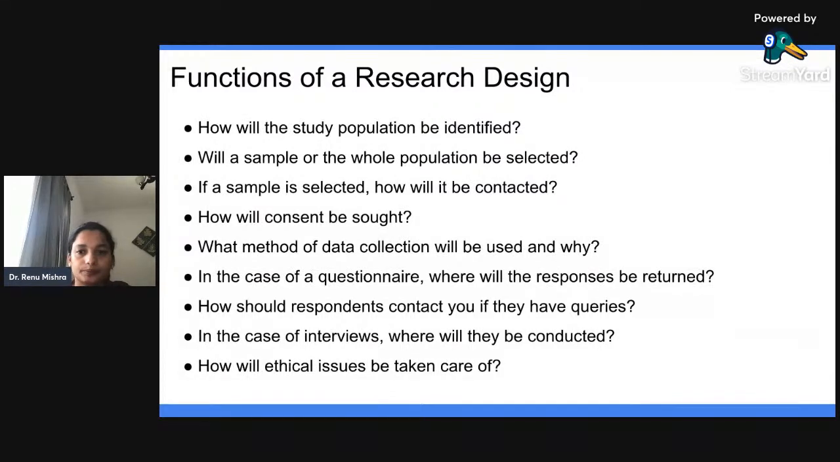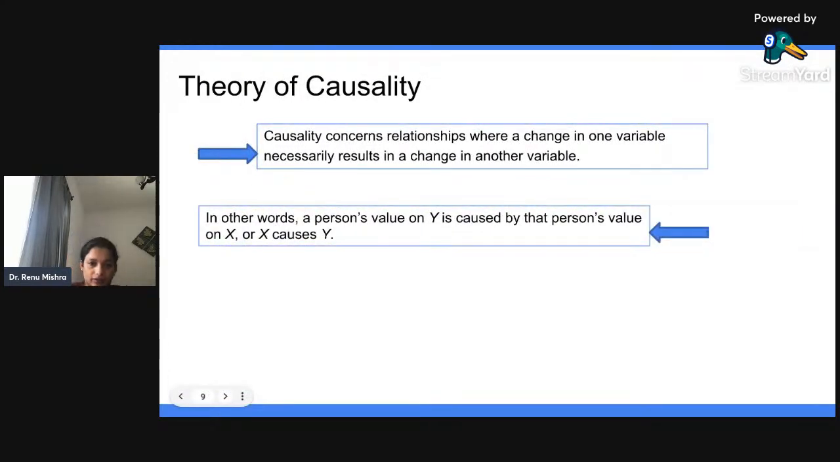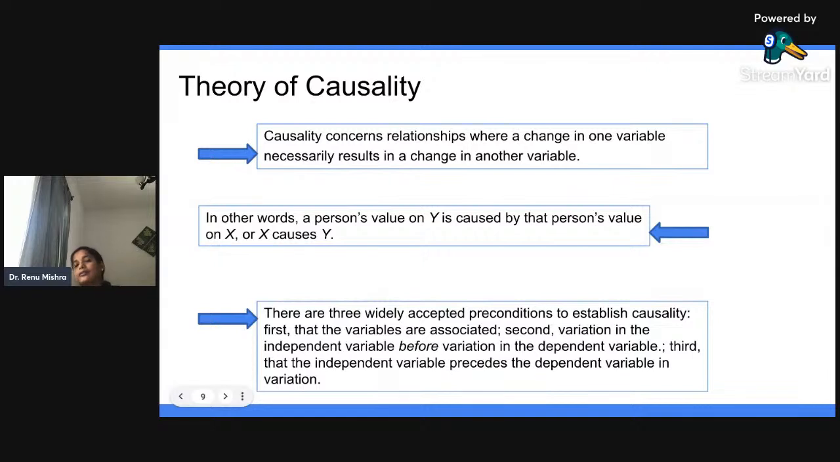Okay, all right. Now, in the research design, there is one theory, that is the theory of causality. Now, before that, I would like to make you understand one thing. When you talk about research, you talk about variables. Understood? Understand very clearly.